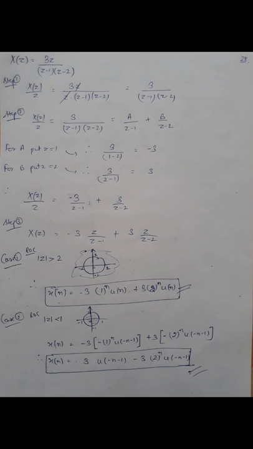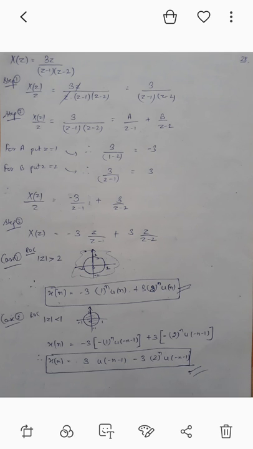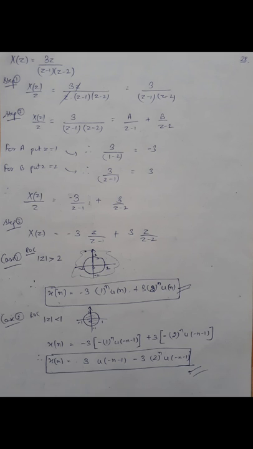Case 2, ROC is mod of z less than 1. In the case of less than, we take the left-handed sequence, that is u of minus n minus 1. So it will be minus 3 times minus of 1 raised to power n u of minus n minus 1, plus 3 times minus of 2 raised to power n u of minus n minus 1.